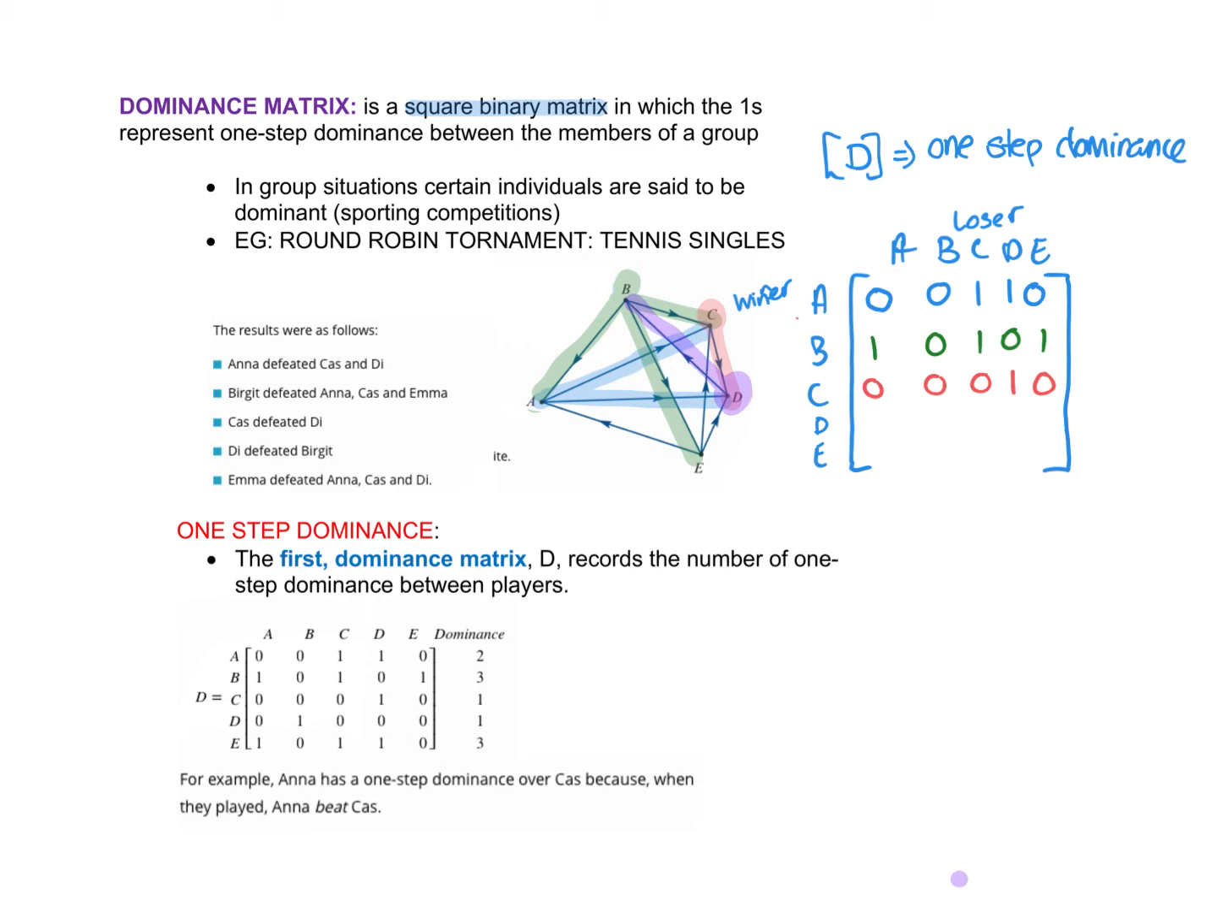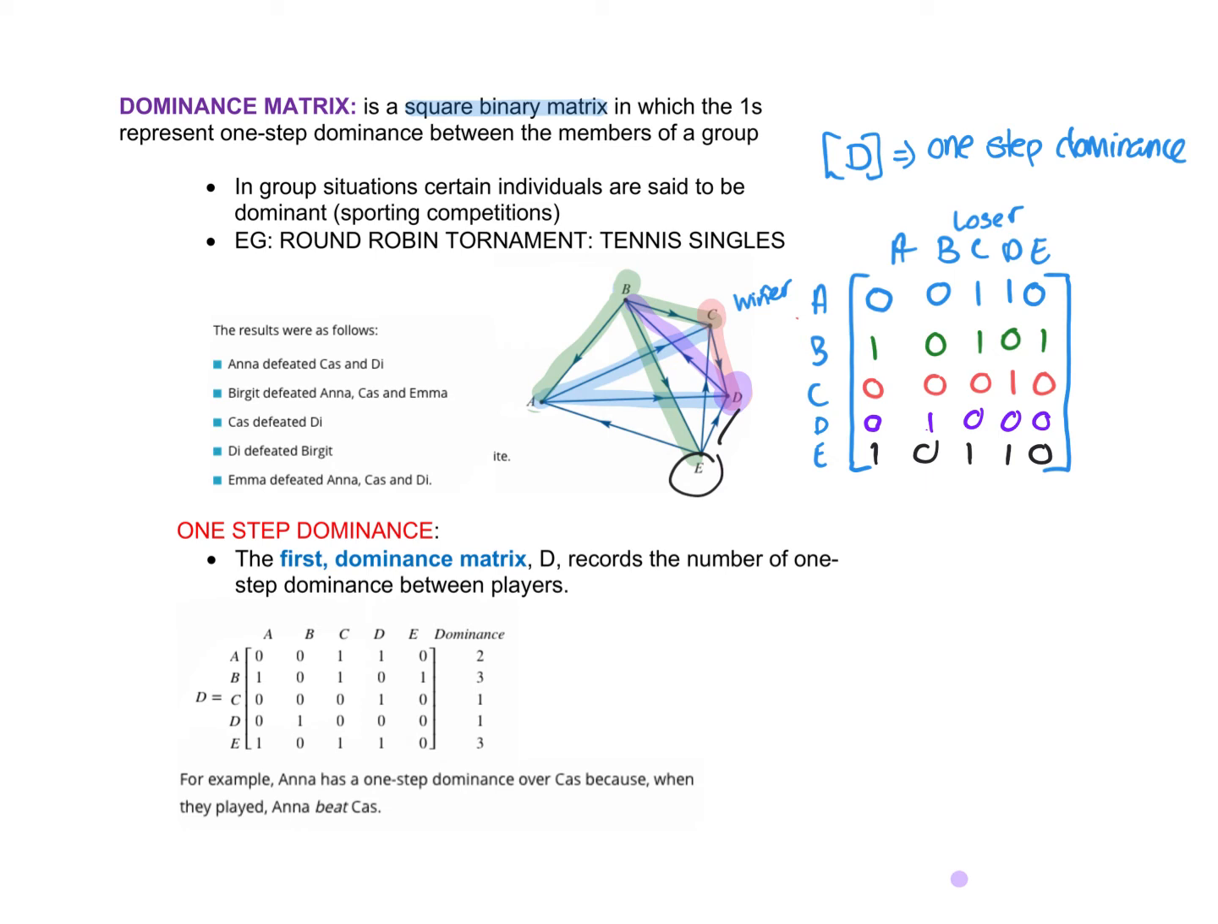Okay, so D did defeat B. So I'll put a 1 there, 0, 0, 0. And E, the last one, who did E defeat? E defeated D, A, C, but not B. Okay, all right. So that's one-step dominance.